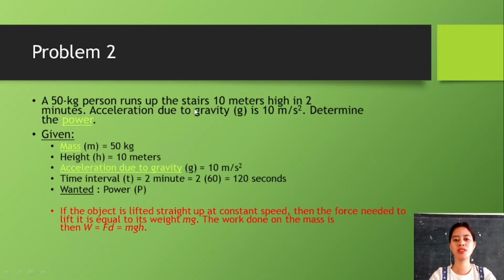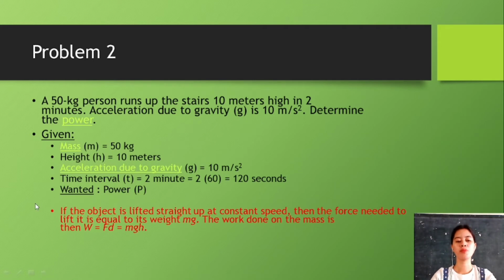Problem number 2. A 50 kilogram person runs up the stairs 10 meters high in 2 minutes. Acceleration due to gravity, which is constant, is 10 meters per second squared. Determine the power. So we have given mass is 50 kilogram, height is 10 meters, acceleration due to gravity is 10 meters per second squared, time interval is 2 minutes or 120 seconds. We are looking for power.